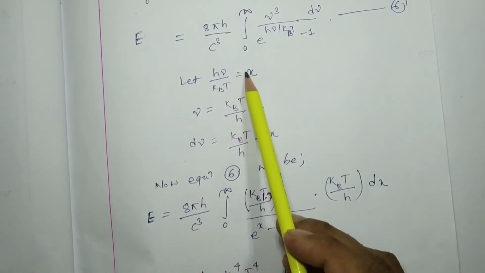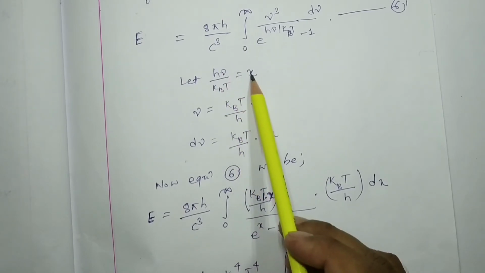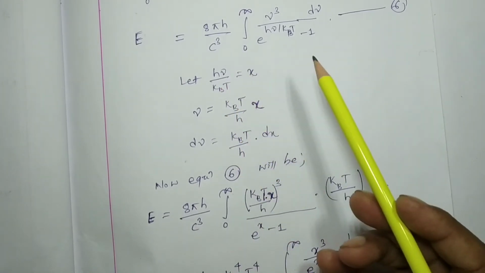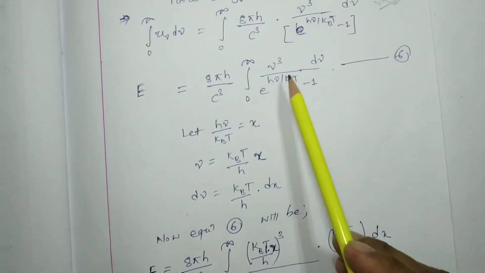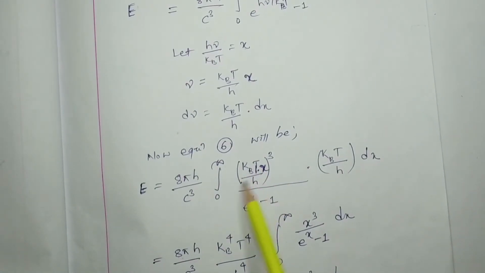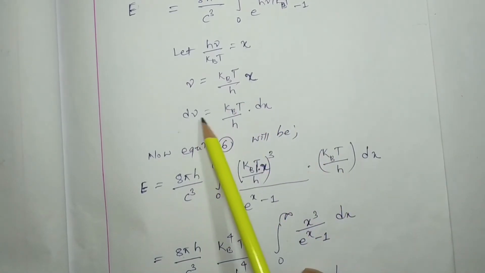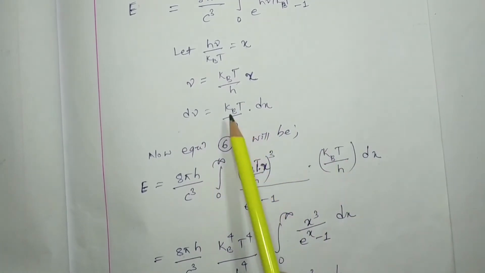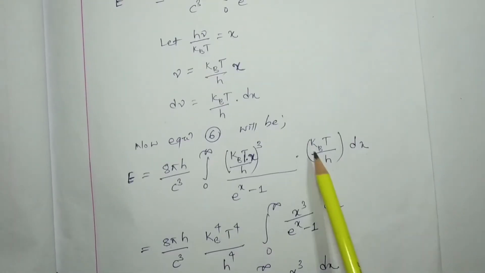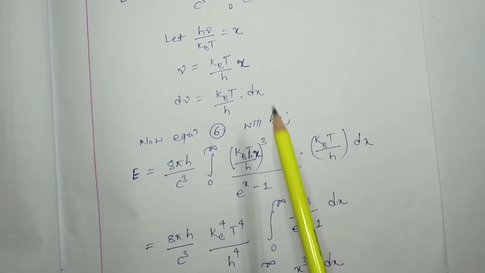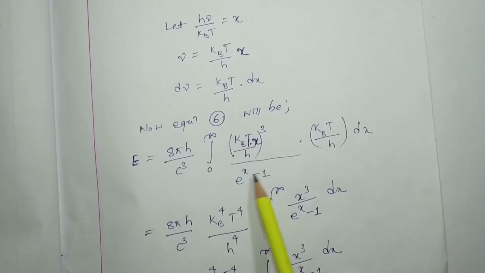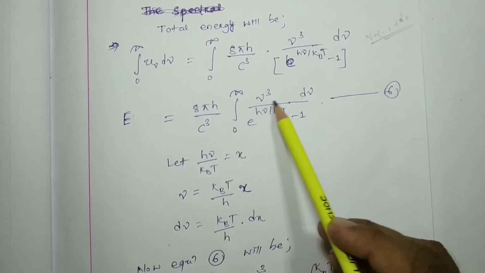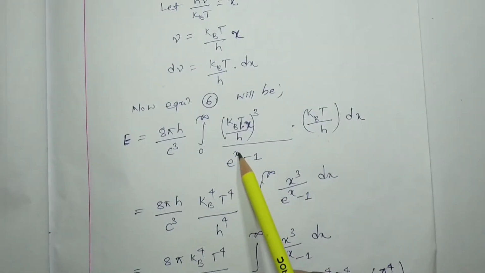If frequency is 0, x is 0, if frequency is infinity, x will also be infinite. So 0 to infinity, here instead of ν we have to write kBT by h into x, so kBT by h into x whole cube. dν is nothing but kBT by h into dx. So instead of dν, we have to write kBT by h into dx, whole divided by e to the power x minus 1, because here hν by kBT is considered as x.